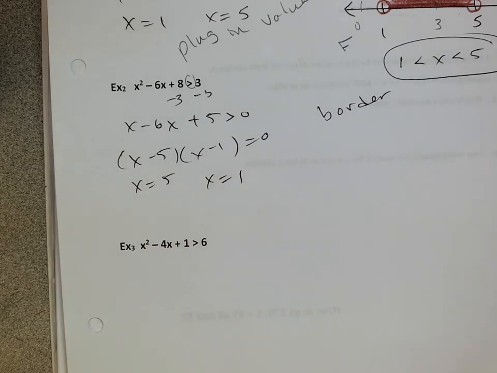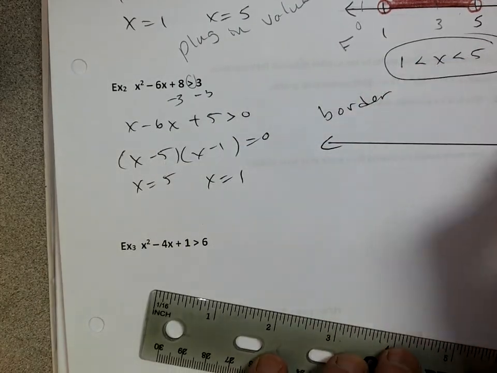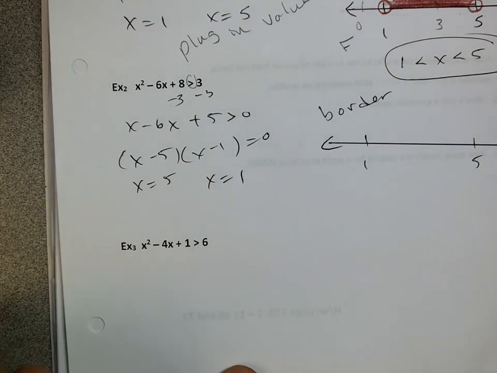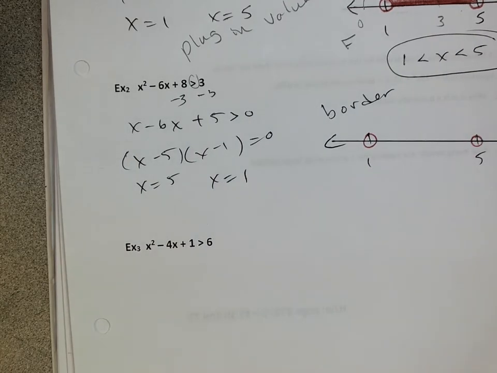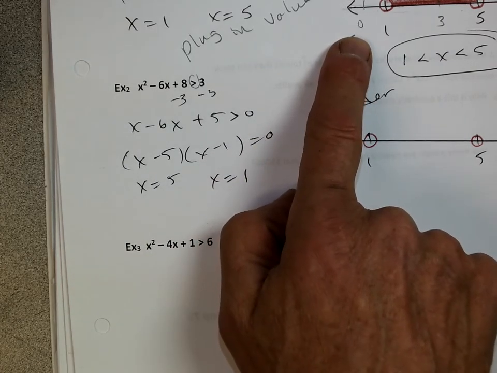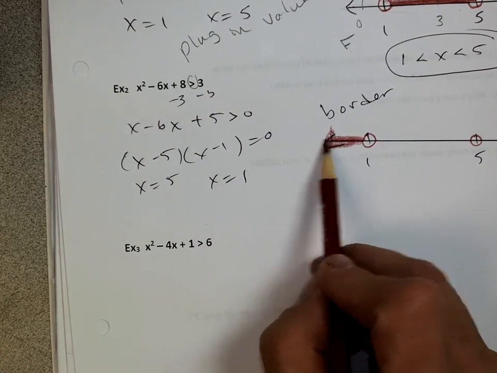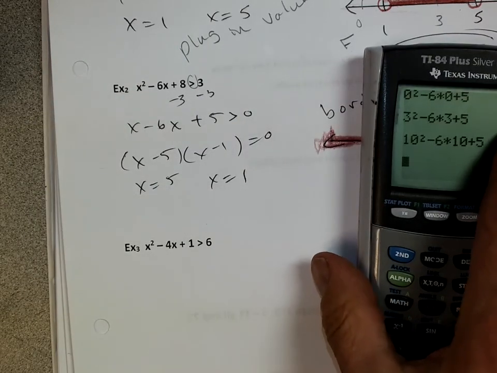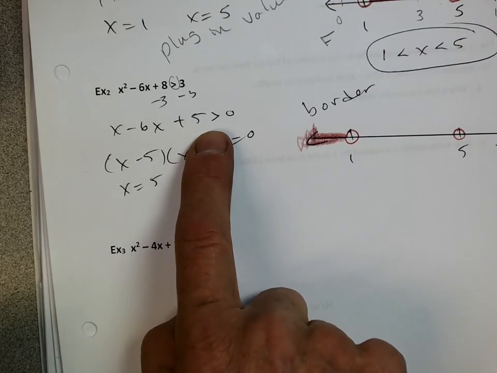Exact same problem. So if we go to our number line, we put our 1 and our 5, open circle. And we already tested these. When we put in 0, we got a value greater than 0, didn't we? So we would shade this region here. That's the difference. In fact, I'll show you. We plugged in the 0, we got 5. Is 5 greater than 0? Heck yeah. So we want to shade that.